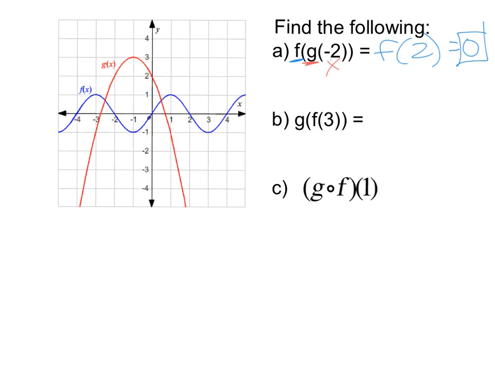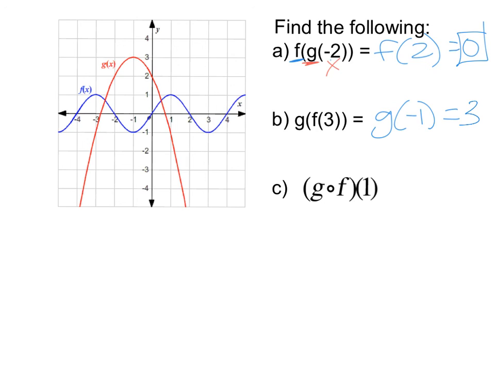All right, why don't you pause the video and try the next two on your own. So f of 3, so I'm going to go to the x value 3. What is the y value of blue, because we're talking f. -1. g of -1 equals, I go to -1, and this time I'm going to g. g is the red function, 1, 2, 3.